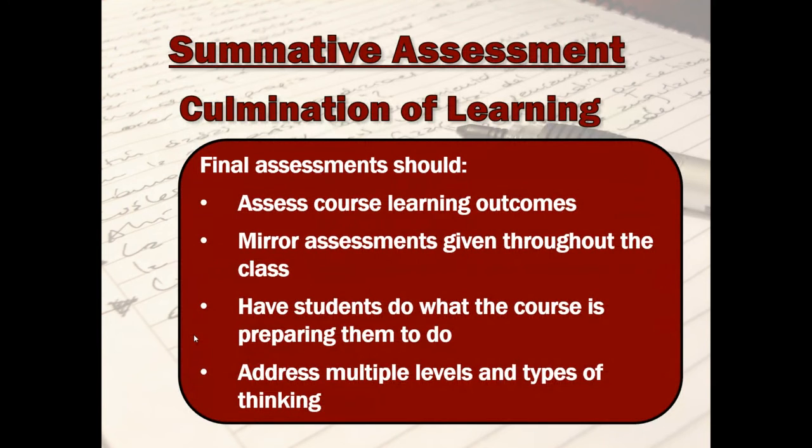So my thinking about summative assessments is that they should be directly connected to the course learning outcomes that are on your syllabi. Okay, when in doubt, go back to those course learning outcomes. They more often than not have a Bloom's taxonomy verb at the start of it. Okay, have your summative assessments mirror assessments given throughout the class, or show them what it looks like. Don't just spring things on them, and potentially have students do what the course is preparing them to do.